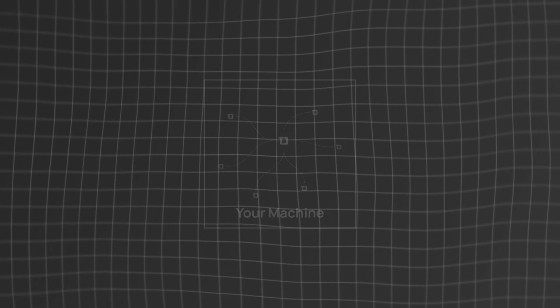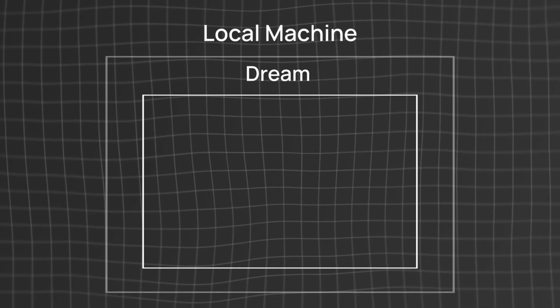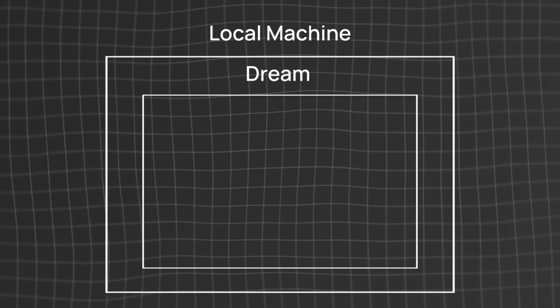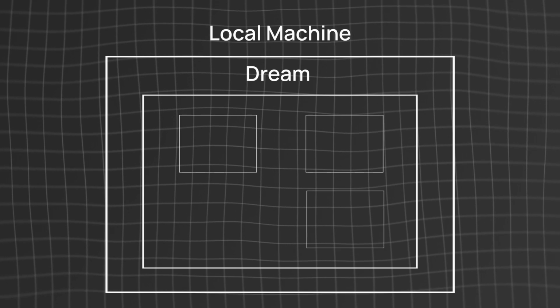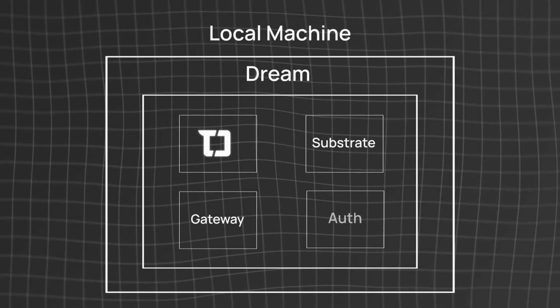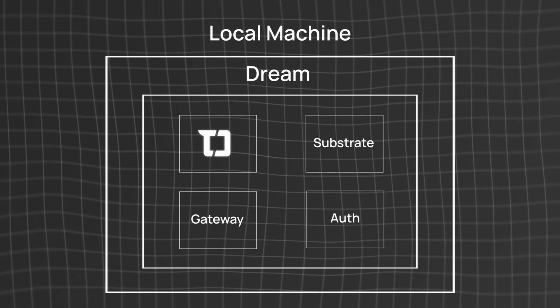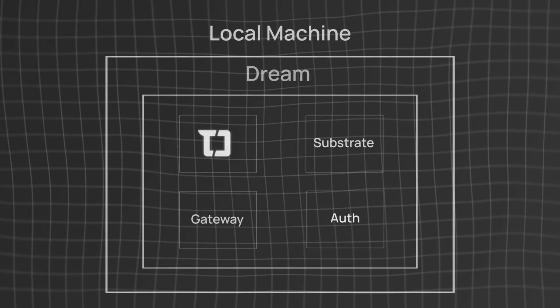In this video, we'll explore Taubyte Dream, a powerful tool that lets you simulate a complete Taubyte-based cloud. Taubyte Dream lets you spin up a universe, a complete self-contained Taubyte cloud running entirely on your local machine. This universe is an isolated peer-to-peer network of nodes, each running the actual Taubyte services like gateway, substrate, and auth. This design provides a development environment that closely mirrors working with a live remote cloud infrastructure.